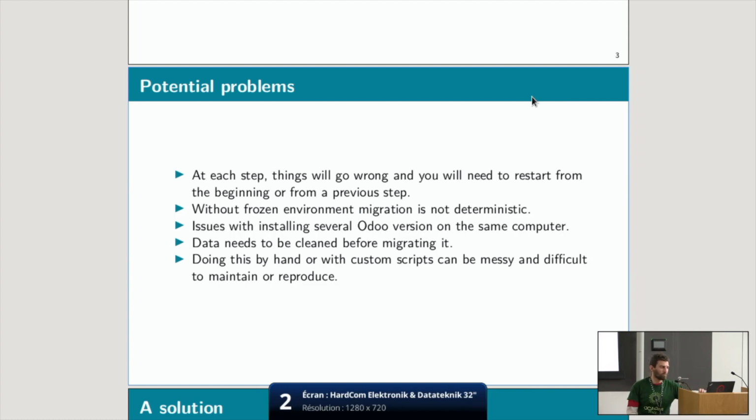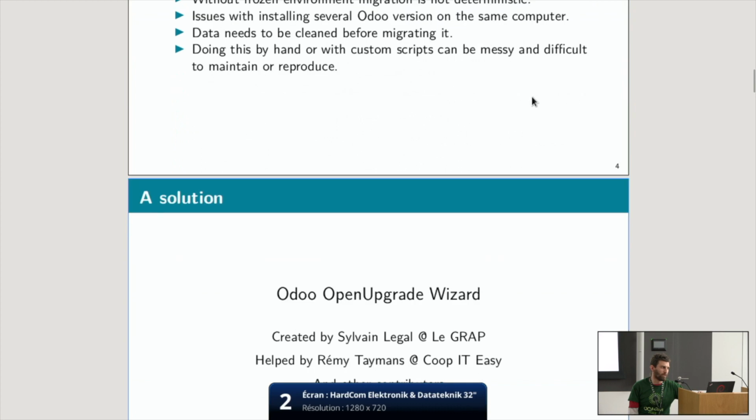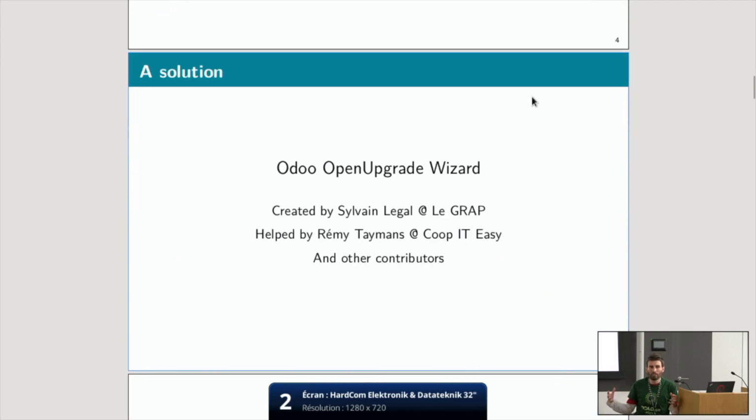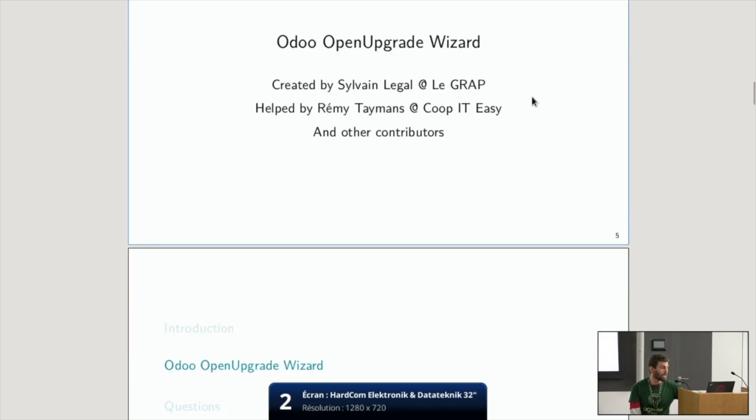So we need a tool for fixing that, and this tool is odoo-openupgrade-wizard. It was created by a cooperation between Sylvain from the GRAP and Coop IT. And there are now other contributors participating in the code.